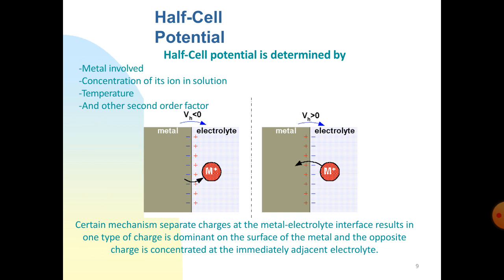So this is a half cell potential operation. Certain mechanisms separate charges at the metal electrolyte interface, resulting in one type of charge dominant on the surface of the metal, and the opposite charges concentrated at the immediately adjacent electrolyte.